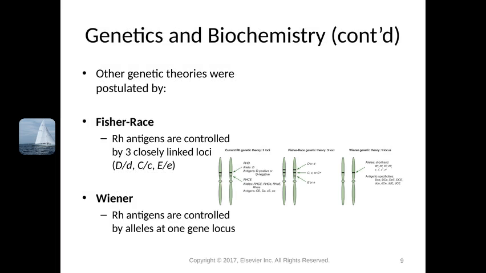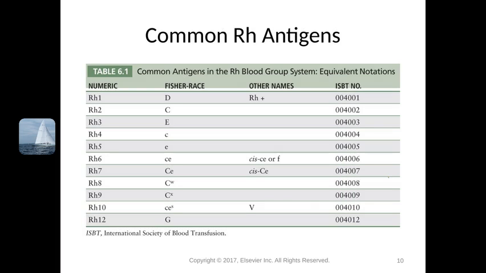When we look at genetics and biochemistry, there were some other theories initially postulated. Fisher-Race, where the Rh antigens are connected by closely linked loci: big D, big C, big E, little e. And then Wiener, where the Rh antigens are controlled by alleles at one gene locus. So to make it easier, we basically combined things.